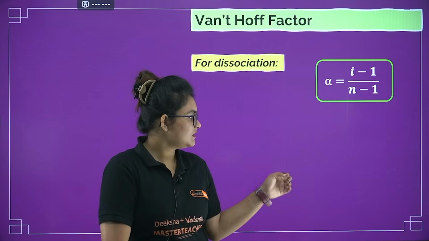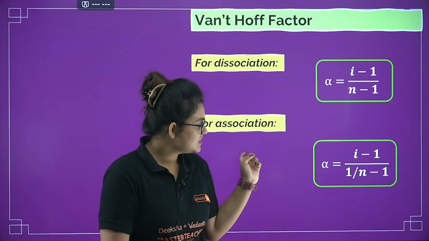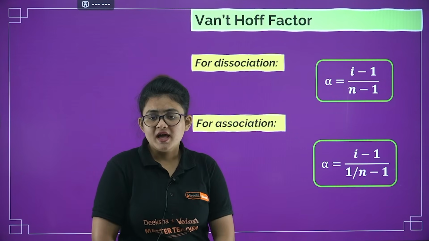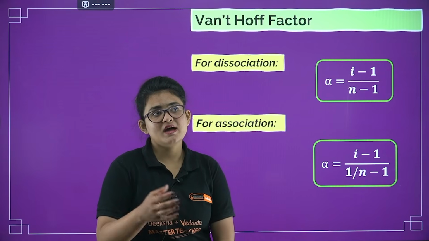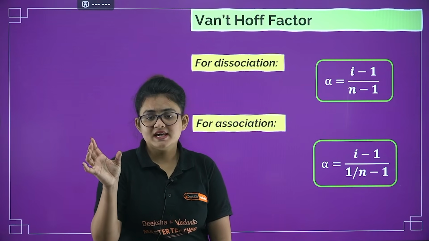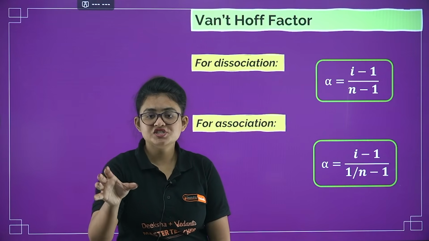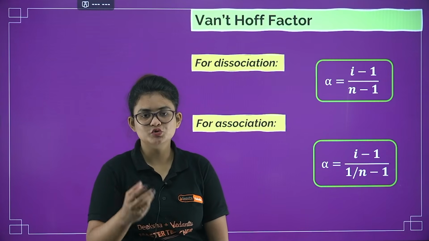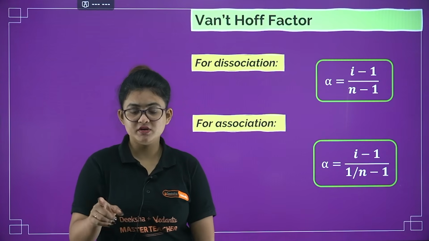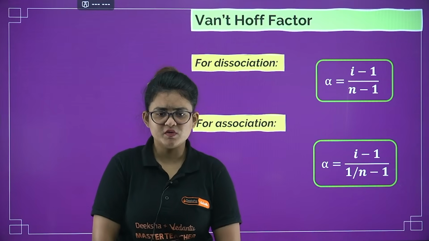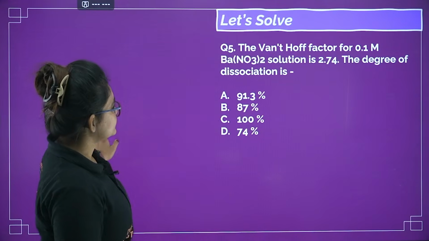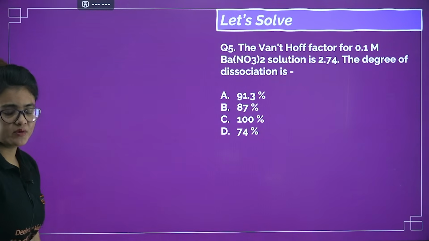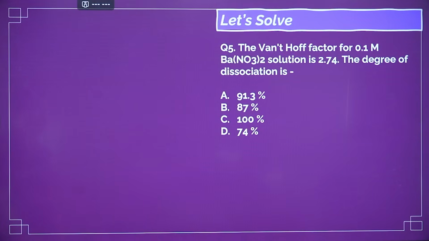If you are just taking association, what will happen here? Association means, let's say I was having acetic acid, 2 acetic acid molecules will merge and give you 1 dimer of acetic acid. So n will be 2 here, sorry, 1 by 2 here. n will be 1 by 2 here. So this type of thing. I guess it's clear. Let's proceed with a numerical problem. Okay, I guess it will be clear to you now.